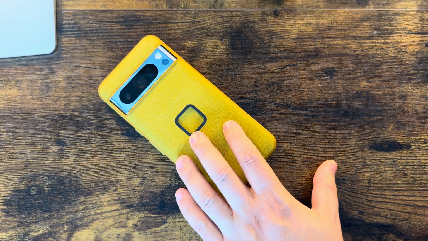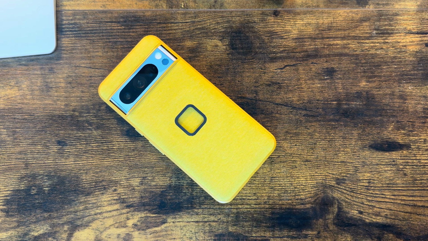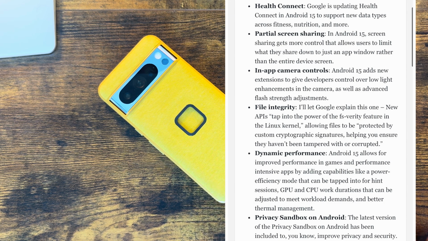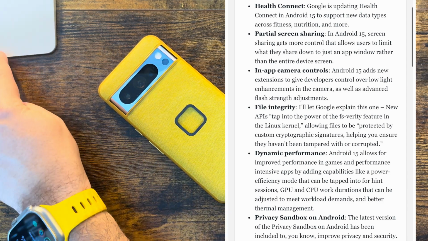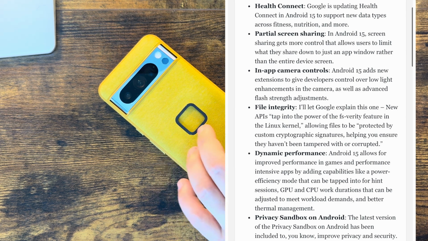Okay, so before we dive into everything we found, let's talk about what Google is actually preaching as some of the pillar changes to Android 15, and we'll start with Health Connect. They are now saying that Health Connect in Android 15 is now supporting new data types across fitness, nutrition, and more. We are now getting something I'm pretty excited about, and that is partial screen sharing. So in Android 15, screen sharing gets more control that allows users to limit what they share down to just a single app window rather than the entire device if that is what you are hoping to do and need to see.